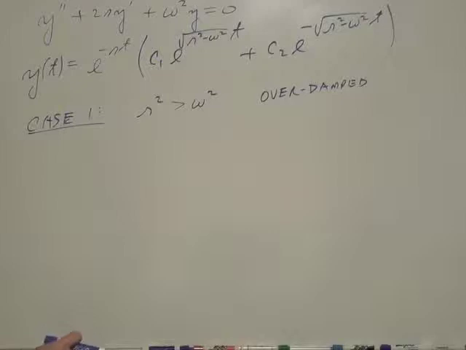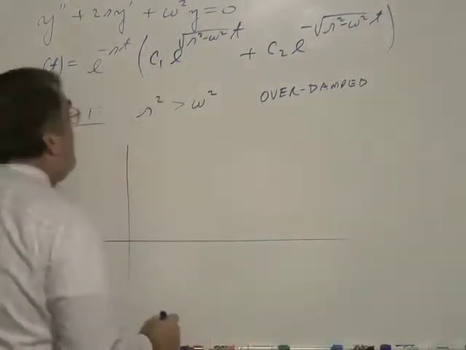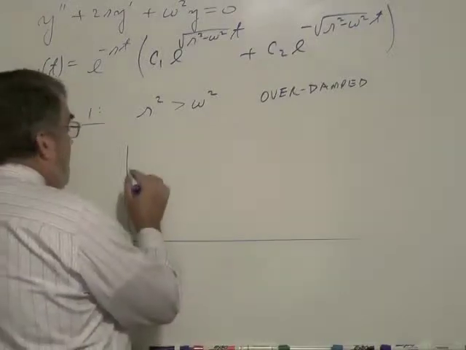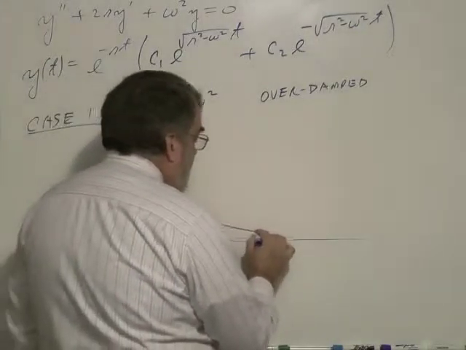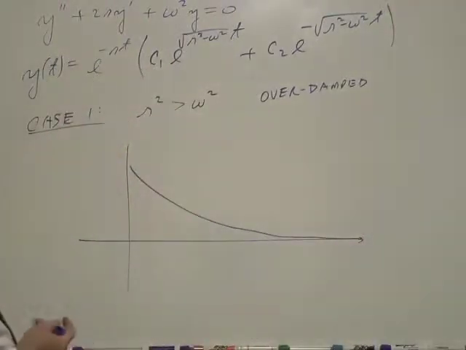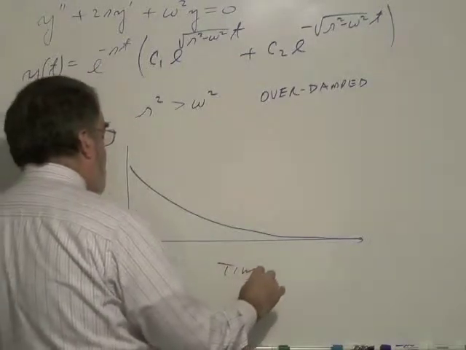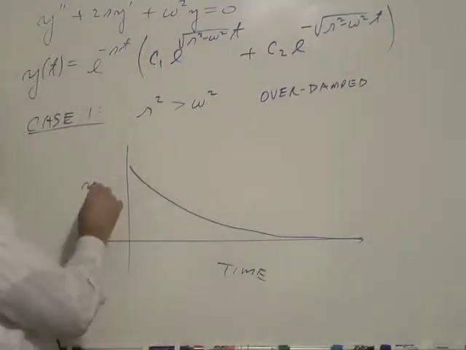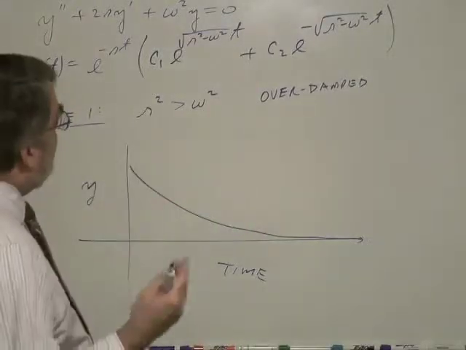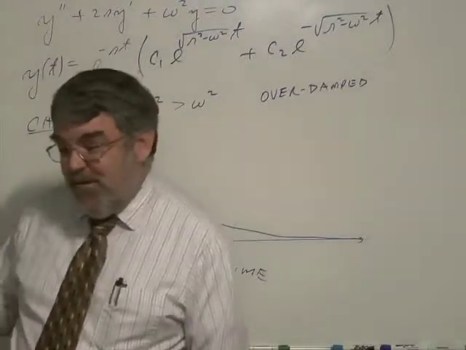Now, the graph in terms of time will look like this. If it's asymptotic, it goes to 0. And so this is the overdamped case, time, and y is displacement, how far it bounces. All right, so overdamped is good.